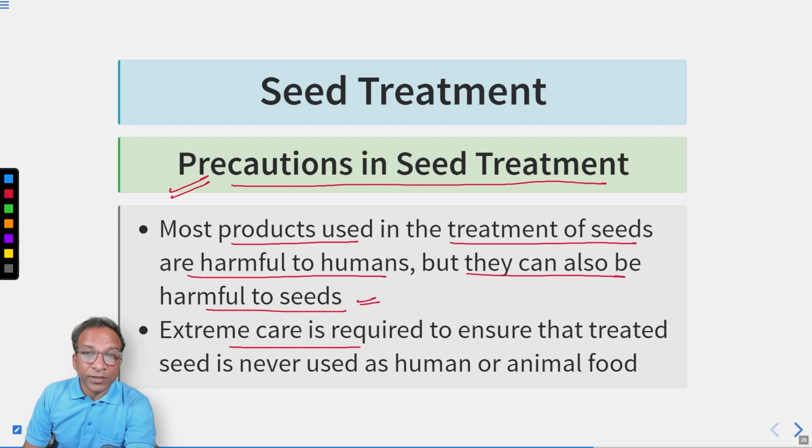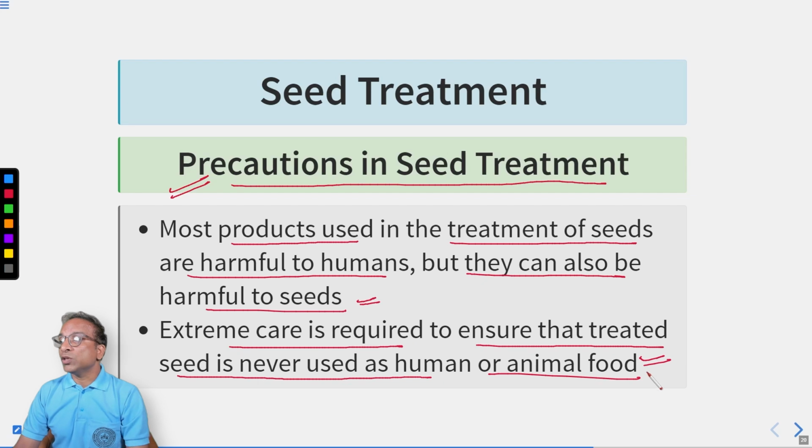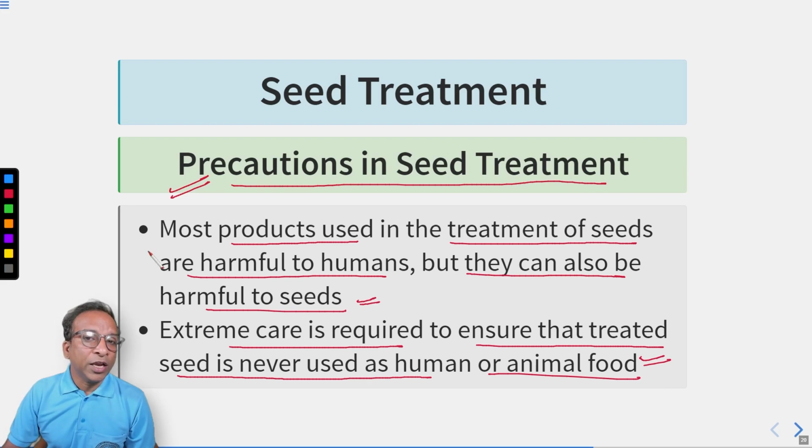Extreme care is required to ensure that the treated seed is never used as human or animal food. Once the seeds are treated, you must wash the seed before using it, or before feeding them to animals. At the time of storage also, we put some fungicides, bactericides or even insecticides. So whenever we use those seeds, we must wash them first, then dry them, and then use them. This is very, very important.